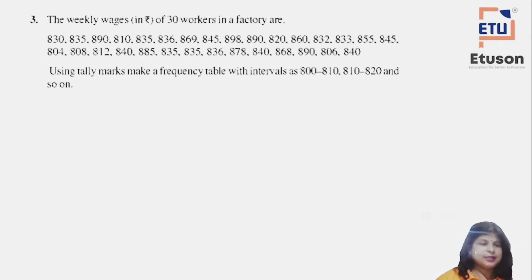The weekly wages in rupees of 30 workers in a factory are given here. Using tally marks, make a frequency table with class intervals, where the class size is 10. So lower limit 800, upper limit 810. What will be the class size? It is 10, right? It is clear. So you have to start with 800 to 810 and go up to which number? What is the maximum? Let us check. It is going till 898, right? So you can go up to 900.